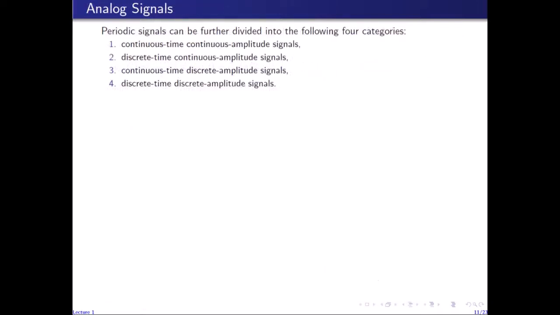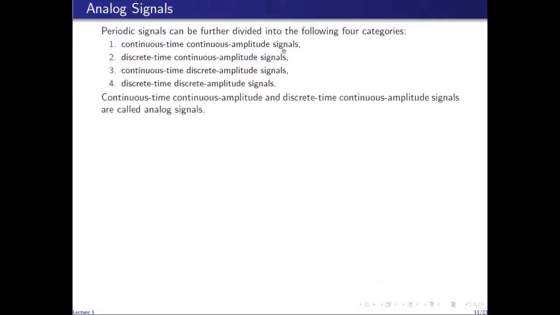Periodic signals can further be divided into four categories: continuous time, continuous amplitude signals; discrete time, continuous amplitude signals; continuous time, discrete amplitude signals; and discrete time, discrete amplitude signals. Out of these, the first two, continuous time, continuous amplitude, and discrete time, continuous amplitude signals, are called analog signals. Why? Because their amplitude varies continuously with time.